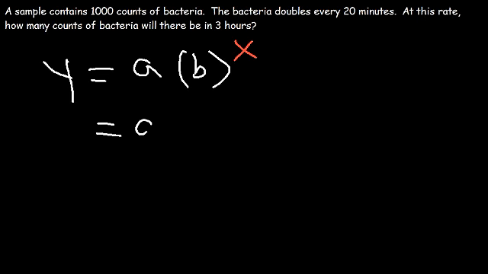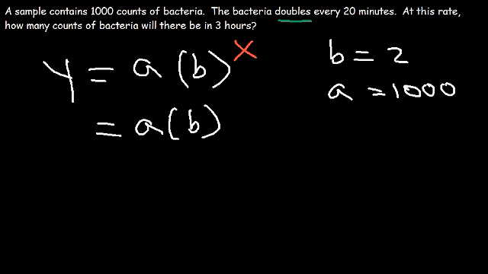Just as before, a represents the initial amount, in this case the 1,000 counts of bacteria. B represents the growth. The bacteria doubles, so b is equal to 2, and a is 1,000. Now the bacteria doubles every 20 minutes. Typically, x is usually represented in hours. You can make it minutes if you want, but since I'm looking for the amount of bacteria in 3 hours, I'm going to use hours.